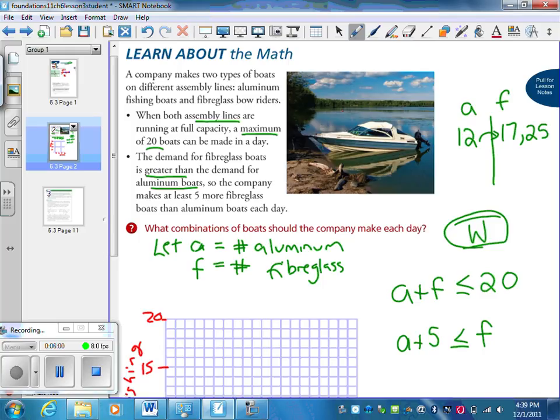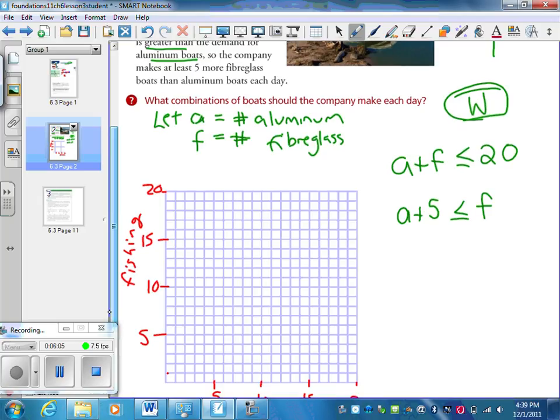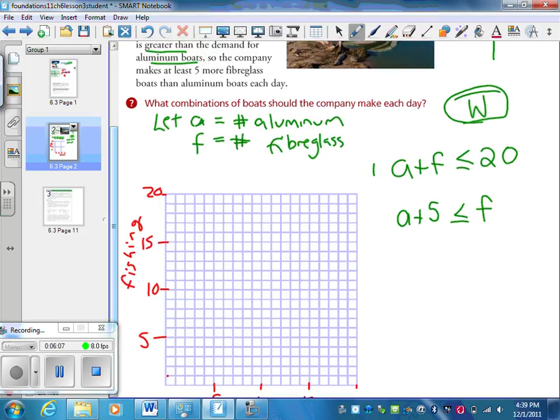Okay? Now what we need to do is take these and graph them. I'm going to graph this one first. What I'm going to do is x and y-intercepts, or A and F intercepts. First of all, let A be 0. 0 plus F is less than or equal to 20. I'm going to pretend for a second that it's an equality to do this. F is equal to 20. So the point I got when I put 0 in for A, I got 20 for F. That's one of my points.